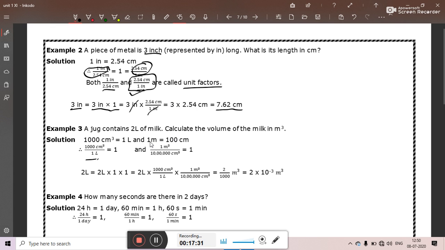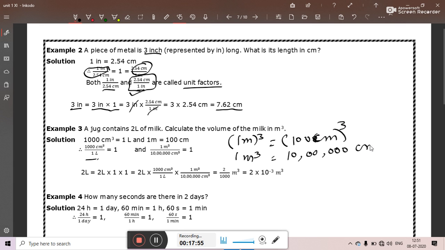Now if you take cube of both the sides, on the left side we are having 1 meter, on the right hand side we are having 100 centimeter. If you take cube on both the sides, this will become 1 meter cube is equal to 10 lakh centimeter cube. And if you take 10 lakh centimeter cube in the denominator, you will get this unit factor: 1 meter cube upon 10 lakh centimeter cube is equal to 1.